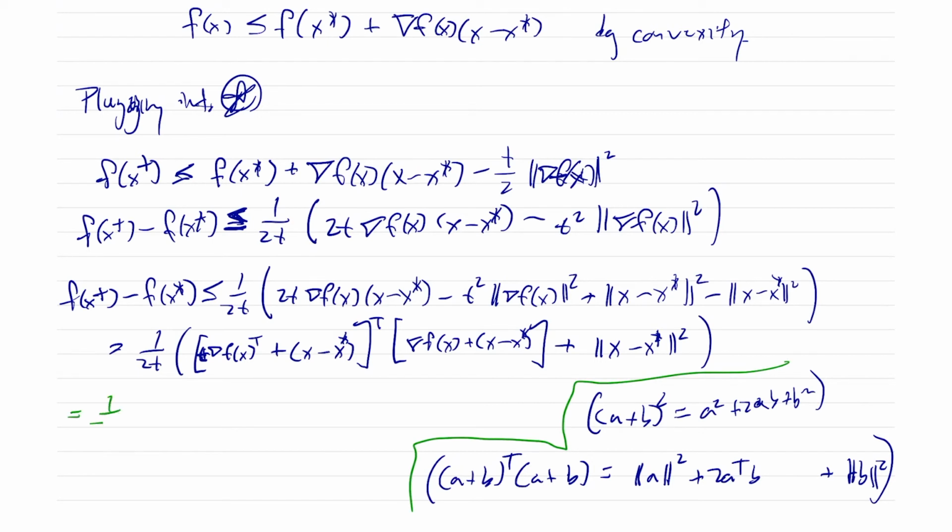So this is equal to 1 over 2t times the norm of t gradient of f of x transposed plus x minus x star squared plus x minus x star squared. Right, so that's how that reads. Oh, and there was a minus sign I missed in here. Since I had a minus sign on this guy and a minus sign on this guy, we were actually subtracting that. So that should be a minus there, and a minus there. Okay, sorry for the confusion.